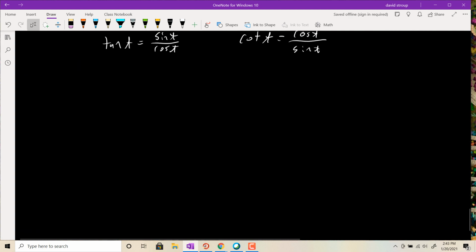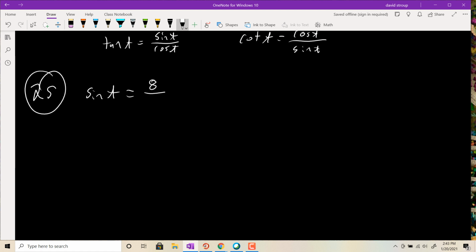Okay. So let's look at an example from the book. This is number 25. They give you some information, and you have to figure out the other trig values for the particular angle. So sine of t is given as 8 over 17, and cosine of t is given as 15 over 17. Okay. And from there, you should be able to figure out tan, cosecant, secant, and cotan.